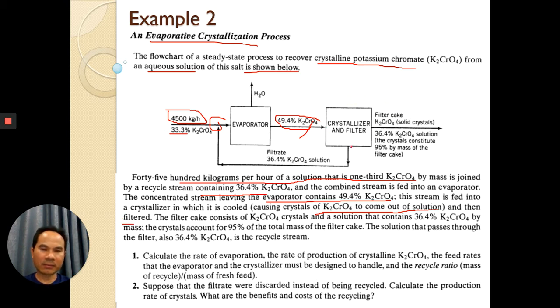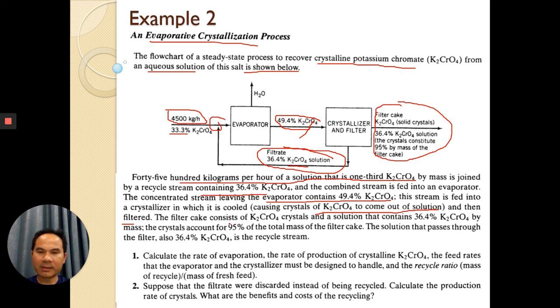After the solid form of potassium chromate crystallizes, we filter. The filter cake is a solid and solution. This is the filtrate, meaning the solution, which contains the solute potassium chromate dissolved in water. And the product is the filter cake. The filter cake consists of two parts, solid and solution.